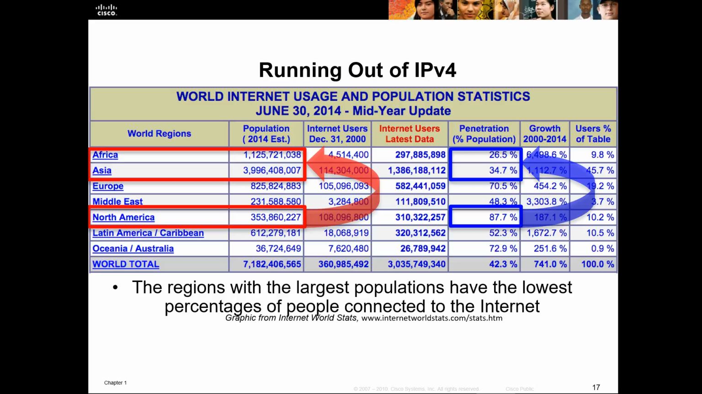America is fairly high. However, 34% of 4 billion, we're still looking at over 1 billion people in Asia using the internet. 34% of 4 billion is over 1 billion users still. As compared to North America, with our 350 million and our 87.7%, we're looking at nowhere near the numbers of Asia.